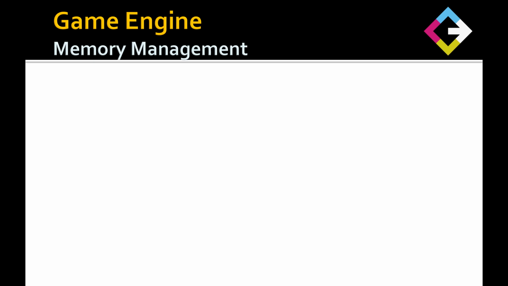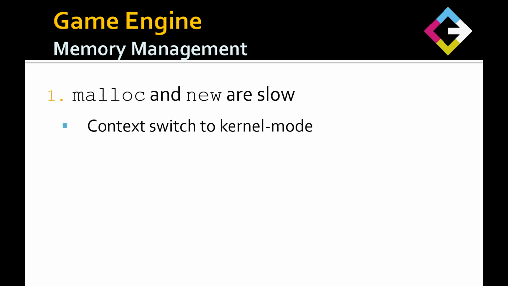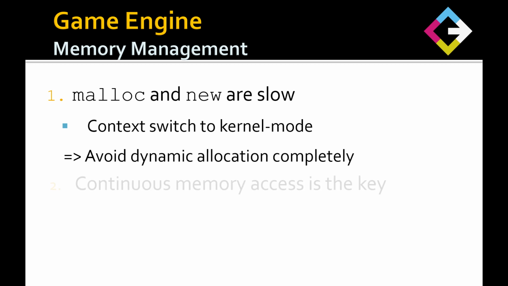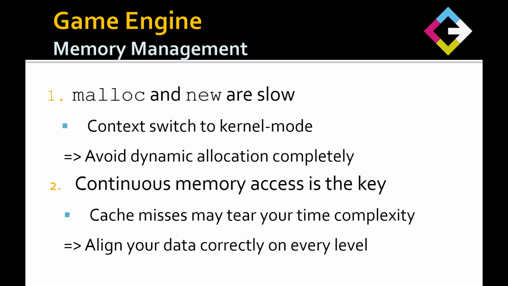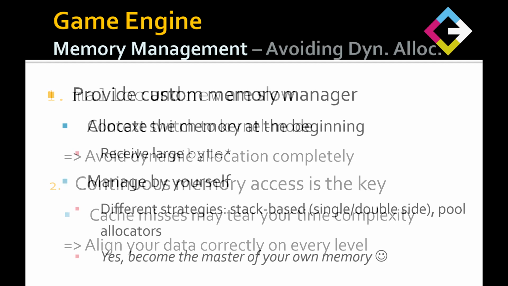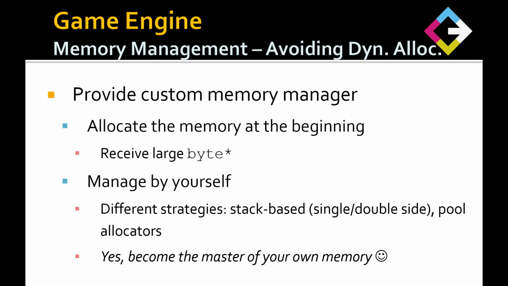So, first 2 tips. Malloc and new are slow. Avoid them. Continuous memory access is the key. Cache misses may cause your code to run more than 20 times slower. Align the data you're crunching as much as possible. So let's address the first tip.